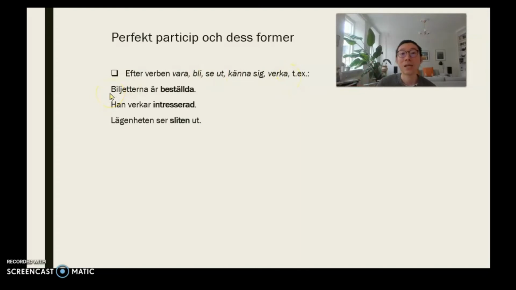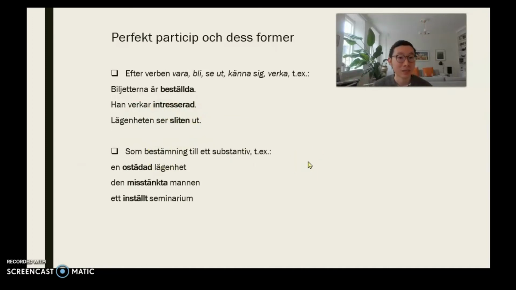Till exempel, biljetterna är beställda. The tickets are ordered. Han verkar intresserad. He seems interested. Lägenheten ser sliten ut. The apartment looks torn.